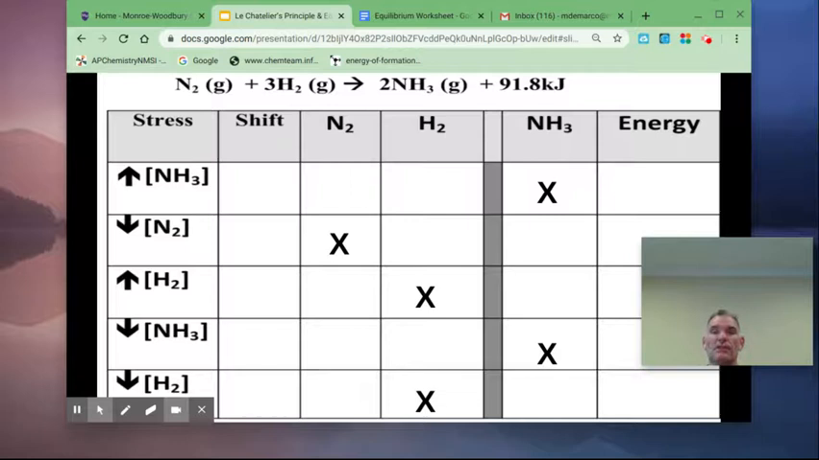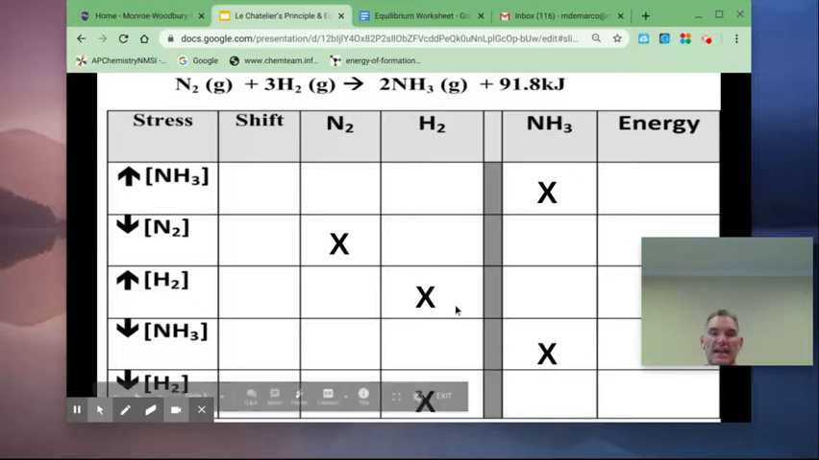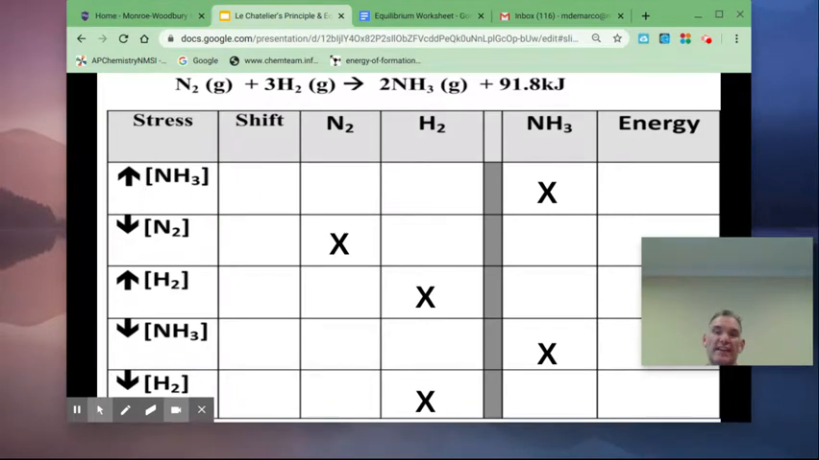Now, you'll also notice in the chart, there are X's here. The X's are placed when the item is being used as the question. So for example, it says increase NH3. So that's why X is in NH3. We're not going to look at NH3. Here, we're looking at N2. So I'm not going to look at N2. Here, we're looking at H2. That's why the X is there. So as you see the X's, don't think we're solving for the X. The X is the stress that's occurring. So we're seeing what's happening to the rest of the reaction.